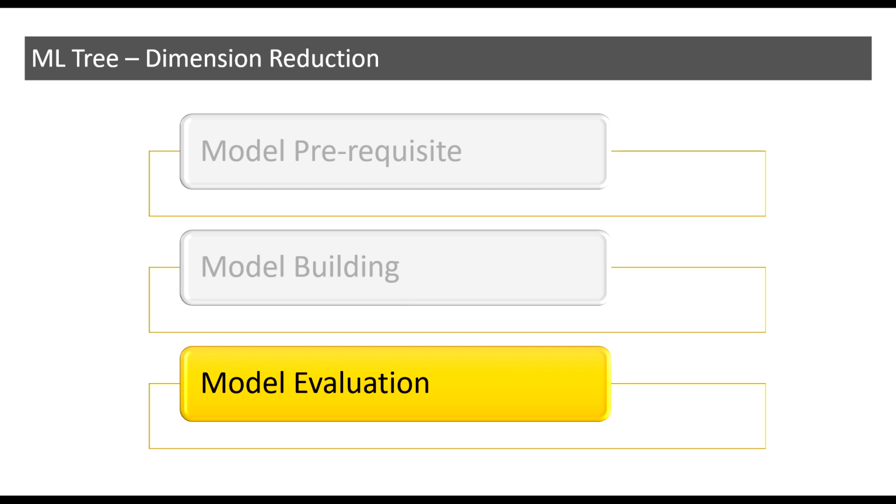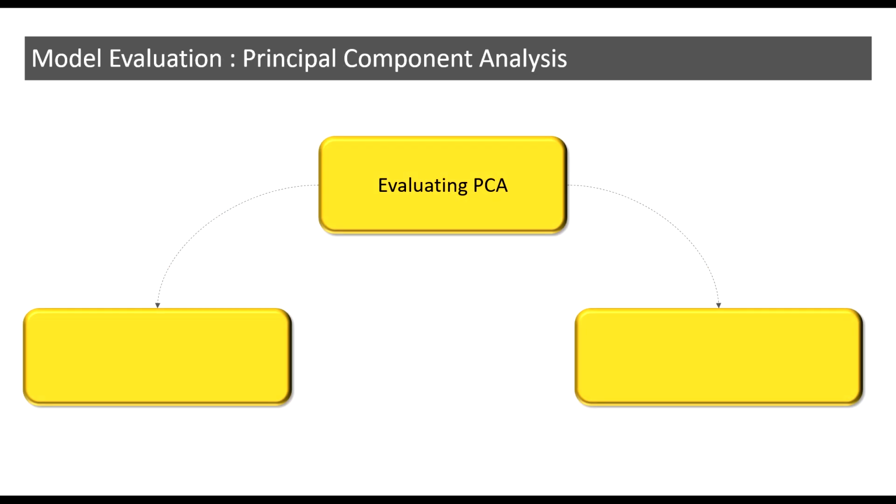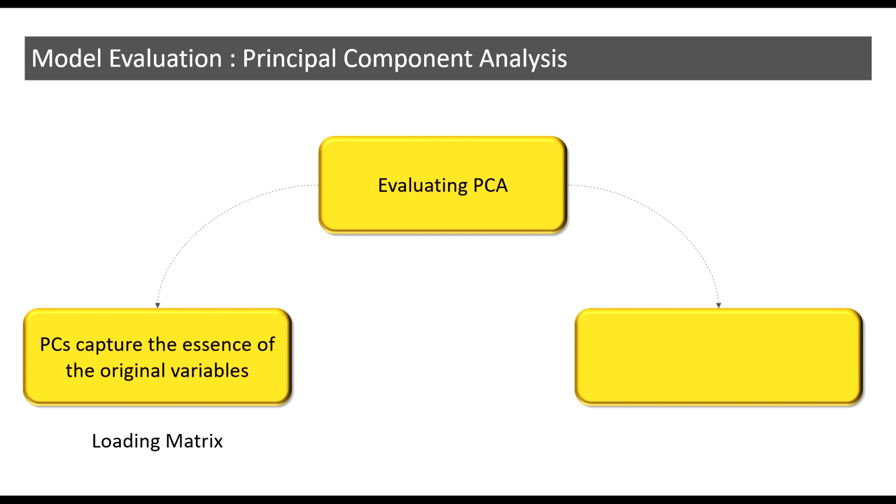In this video, we will see how we can evaluate principal component analysis. When we are evaluating PCA, we need to check for two things. First, whether or not the principal components are capturing the essence of the original variables. The method to evaluate that is by looking at something called the loading matrix. Second is to check whether the principal components are independent. For that, we can simply take a look at the correlation matrix.